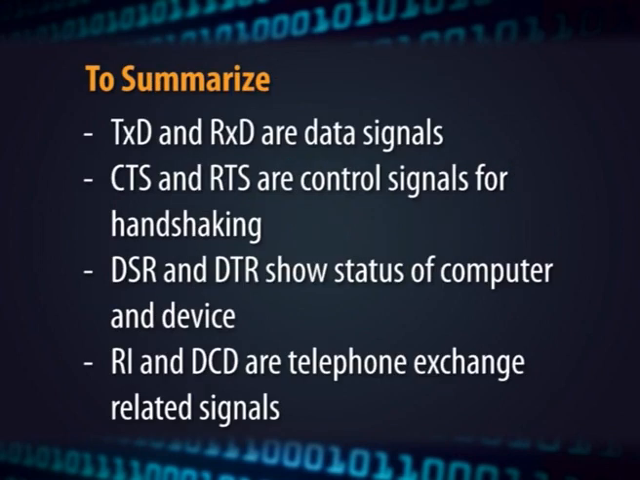To summarize, TXD and RxD are data signals, CTS and RTS are control signals for handshaking, while DSR and DTR show status of the computer and device, and lastly RI and DCD are telephone exchange related signals. Since last 2 decades, the telephone line modems are out of popular usage, and RS-232 is used most commonly to connect computers to computers or to other devices using fewer lines than shown above.